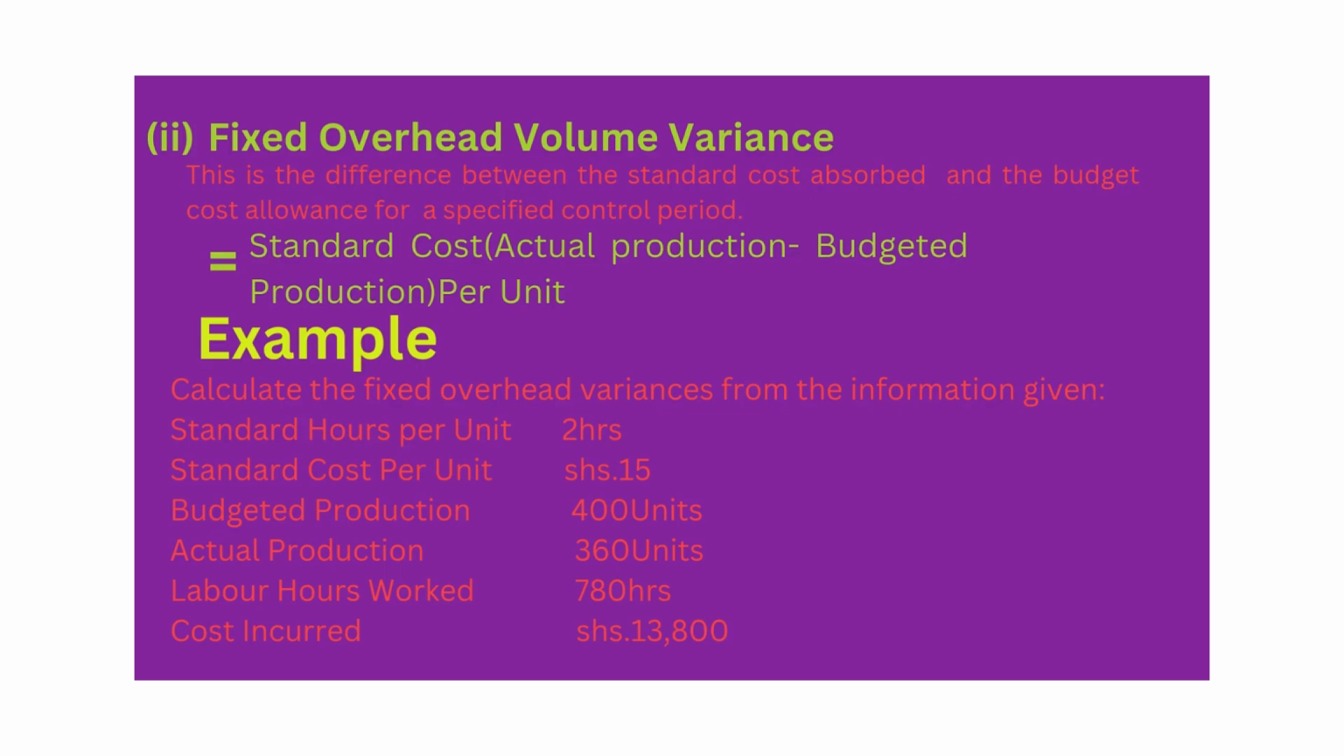Let's have an example to calculate the fixed overhead variance as given in the screens. Calculate the fixed overhead variance from the information given. Standard cost per hour, which is 15 shillings. We have the standard hours per unit, 2 hours. We have the budgeted production, which is 400 units. We have the actual production, 360 units. Labor hours worked, which is 780 hours. And we have the cost incurred, which is 13,800 shillings.